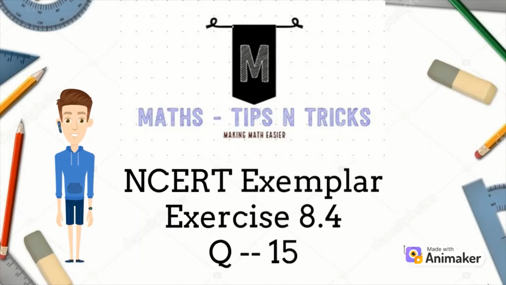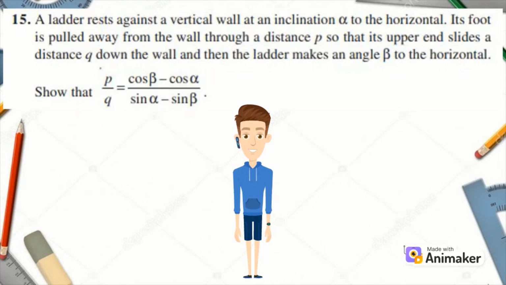Today I'll share the solution of question number 15 of exercise 8.4 of NCERT Exemplar with you. So let's start. The question states that a ladder rests against the vertical wall at an inclination alpha to the horizontal. Its foot is pulled away from the wall through a distance p so that its upper end slides a distance q down the wall, and then the ladder makes an angle beta to the horizontal. Show that p by q is equal to cos beta minus cos alpha upon sin alpha minus sin beta.